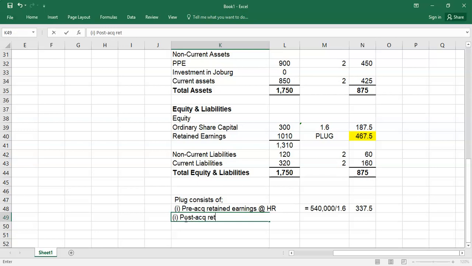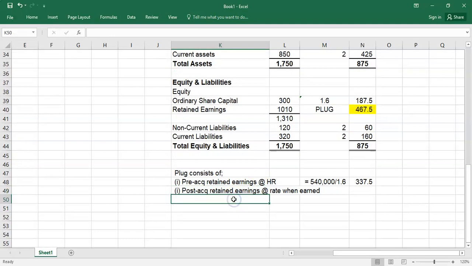Post-acquisition retained earnings at rate when earned. Now what does that mean? The reason I'm saying that is you have 2 years post-acquisition. Year 1, 1st of the 8th 11 to the 31st of the 7th 12, and then year 2 is the 1st of the 8th 12 to the 31st of the 7th 13.